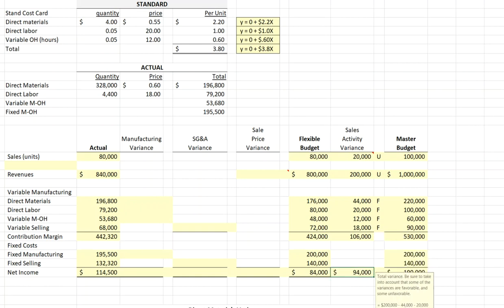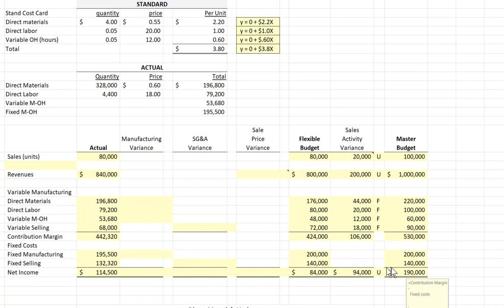Our total variance is the difference between the $200,000 unfavorable sales activity variance minus the favorable variances for our variable cost, and it's $94,000. And that variance is favorable. Make that unfavorable because our net income is $94,000 less than expected.